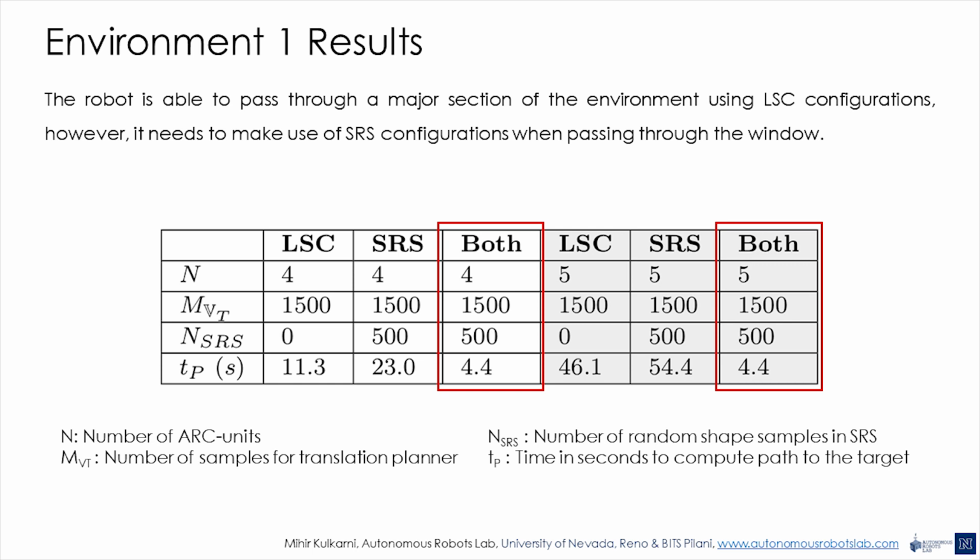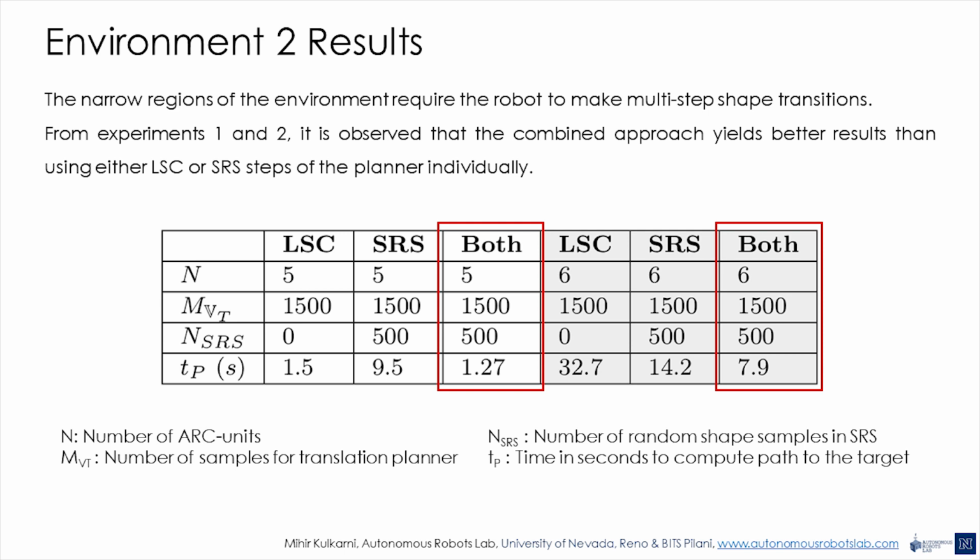The results of environment 1 are shown in the table. The robot is able to pass through a major section of the environment using LSC configurations. However, it needs to make use of SRS configurations when passing through the window. The results of environment 2 are computed and tabulated as follows. From tests 1 and 2, it is observed that the planning time is lower when both the LSC and the SRS are used, as opposed to either of them individually.